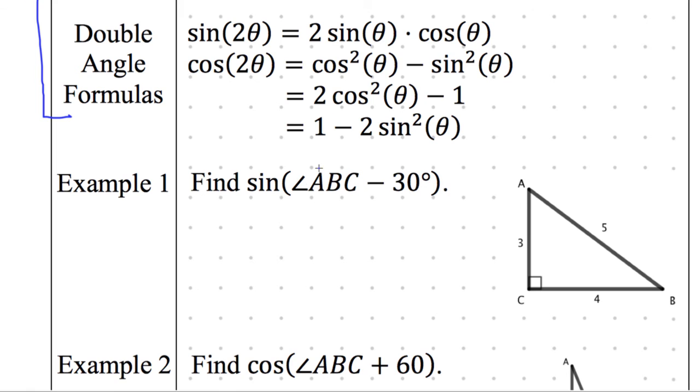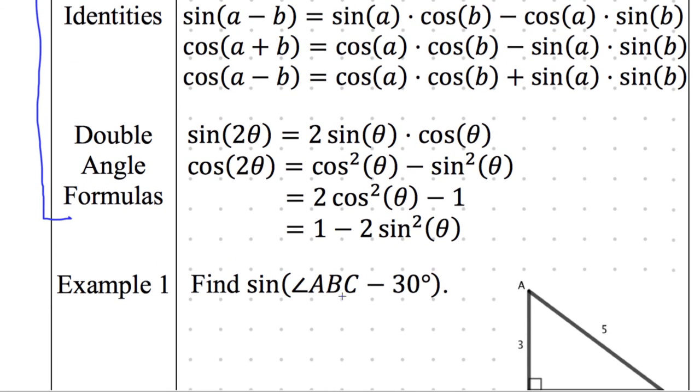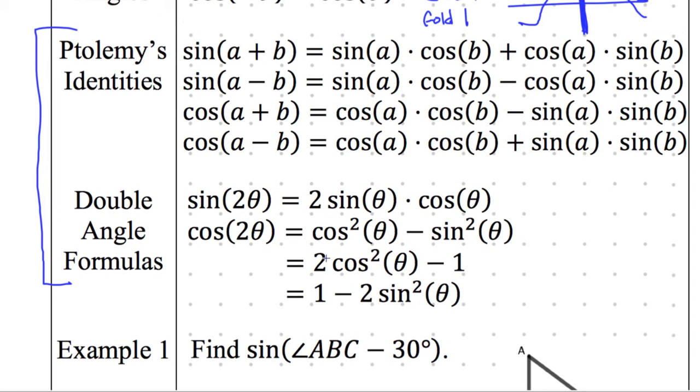Find sine of an angle minus 30. Which of these rules do you think you're going to be using? Of these 6 rules, Ptolemy's and double angle formulas, which of these 6 rules are you going to be using for example 1? Is it the first, second, third, fourth, fifth, or sixth?